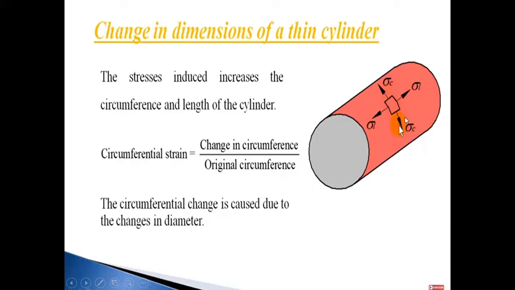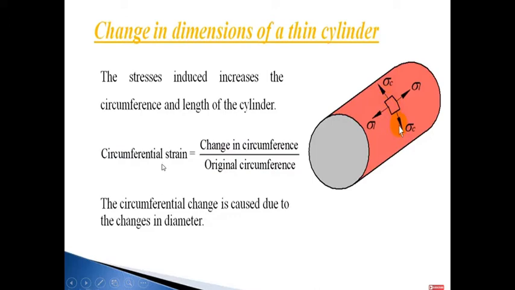So you can see this diagram. Automatically the sentence is clear: the longitudinal stress will be acting in the direction of x. So circumferential stress will be acting on the cylindrical circumference.